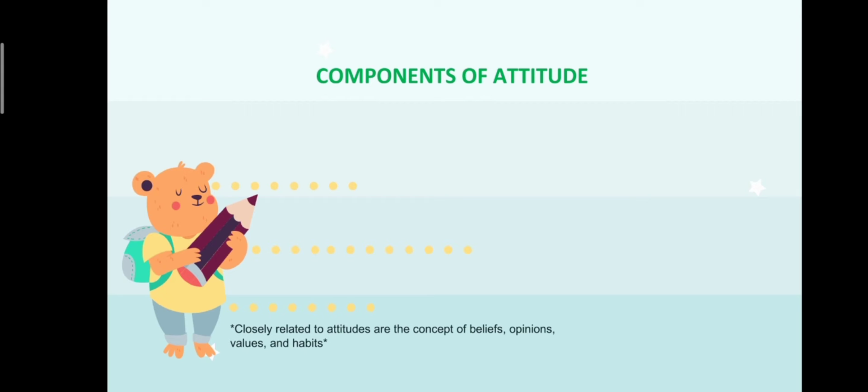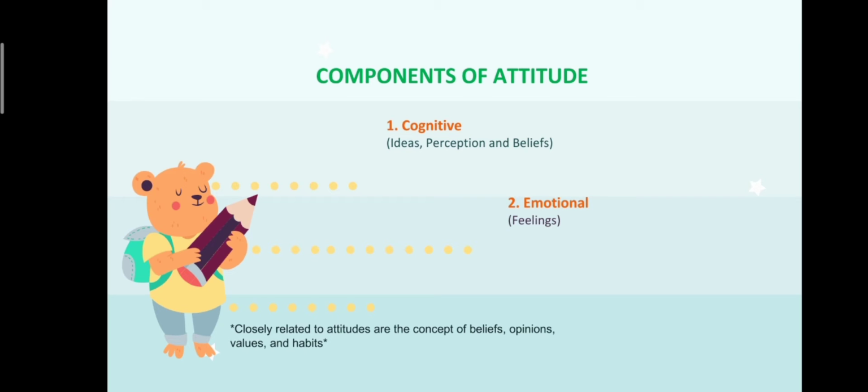The first component is cognitive. The cognitive component is made up of ideas, perceptions, and beliefs one has about the attitude object. It also refers to the information one has about the attitude object and to the stereotype or generalization, either accurate or inaccurate, one might take.